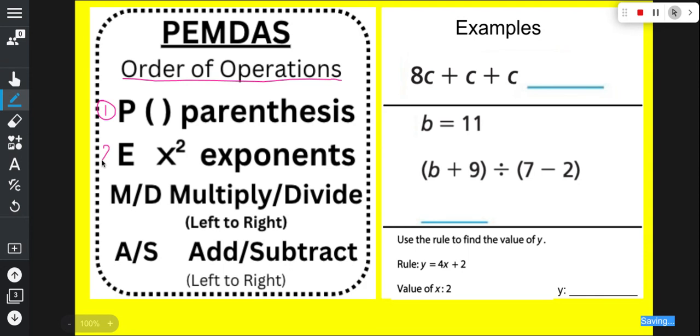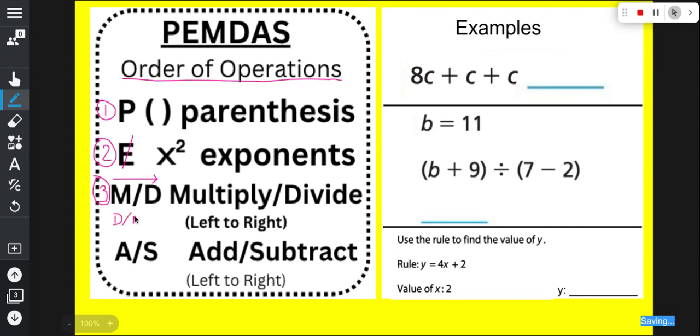Step 2 is exponents. That's when we have this little number in the sky. That's called an exponent. We really don't do much with exponents in 4th grade. We'll get into them more later. Step 3 is multiplication and division. This is why some people don't like the words PEMDAS, because we might actually do division first, then multiplication. We are solving these from left to right.